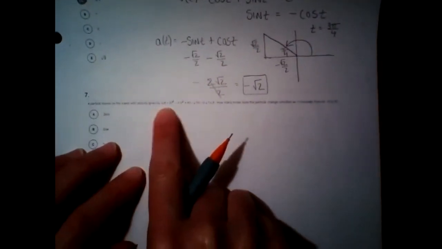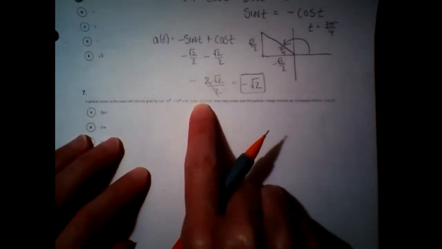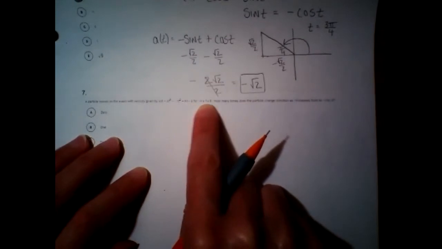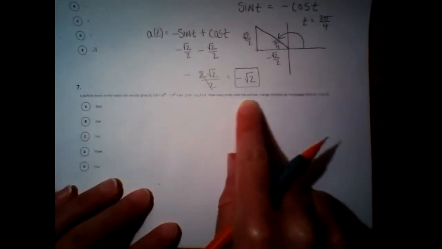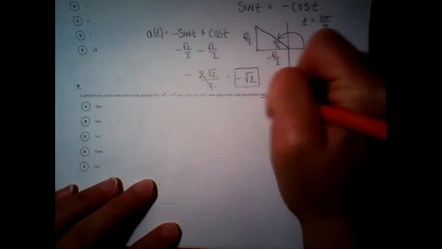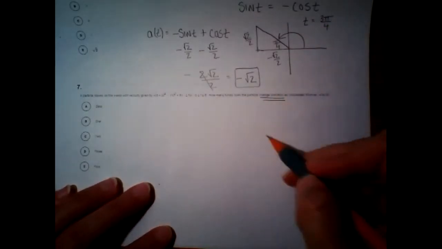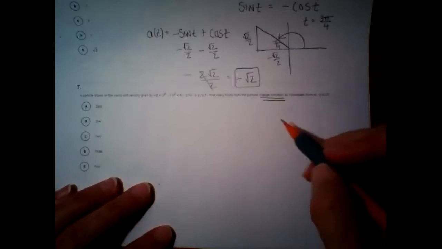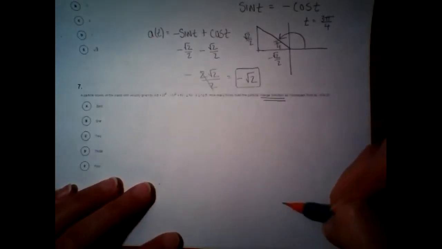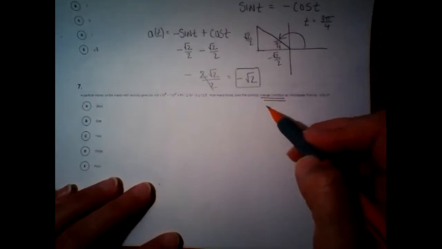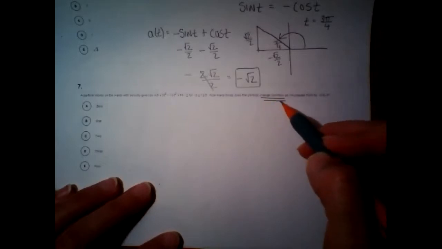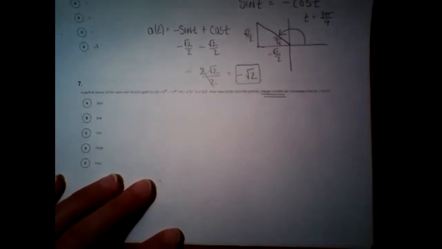All right, and then last one, we are given velocity and an interval from -3 to 3. And it says, how many times does the particle change direction? So that would be when velocity changes sign. Because positive velocity means you're moving in the positive direction, negative velocity means you're moving in the negative direction. So when velocity changes sign, that's when we have changed direction. So let's go ahead and look at it.